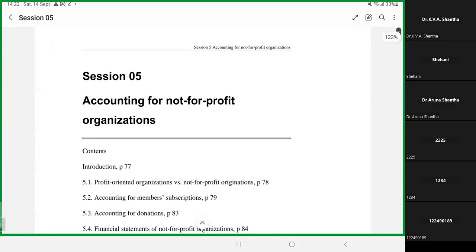Right. So let's have about a 5-minute break. After about 5 minutes, we'll start this session.